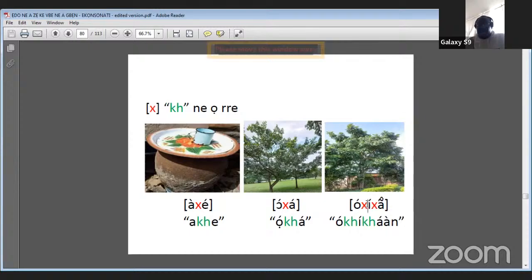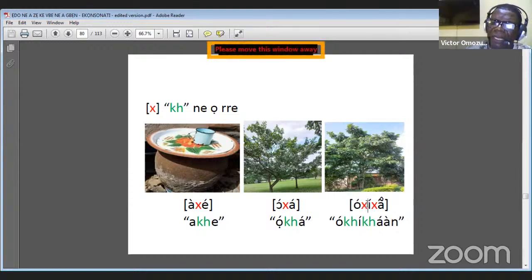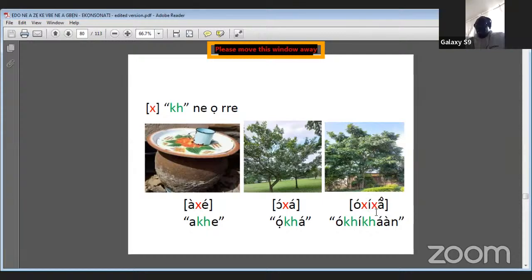A and N. A and N. You have an iPhone charger? No, there is no N there. No, we are talking of Oka.